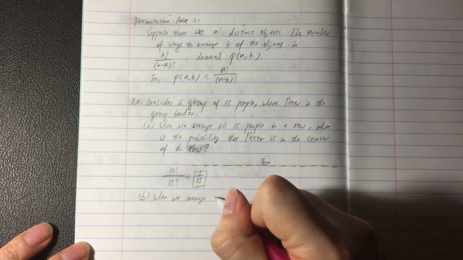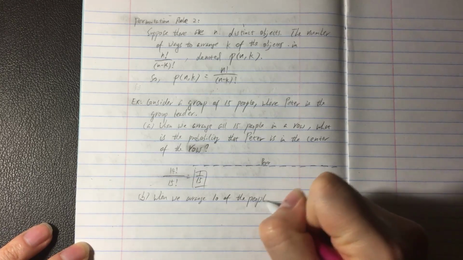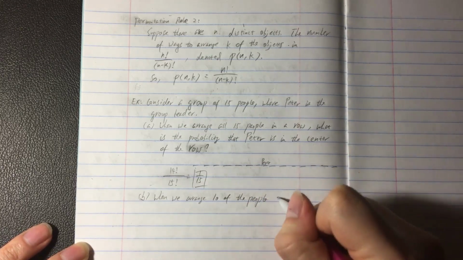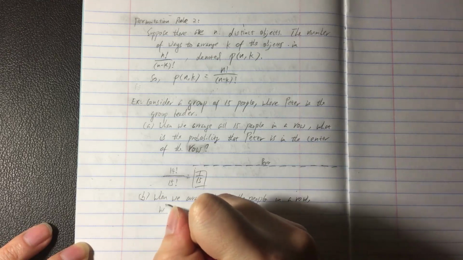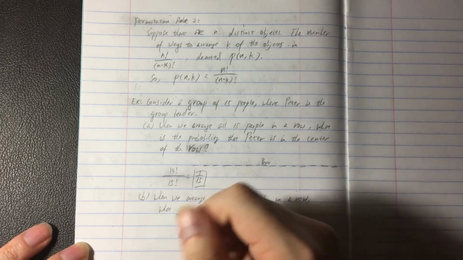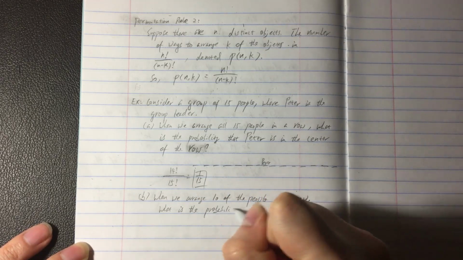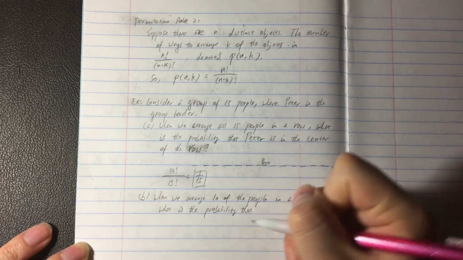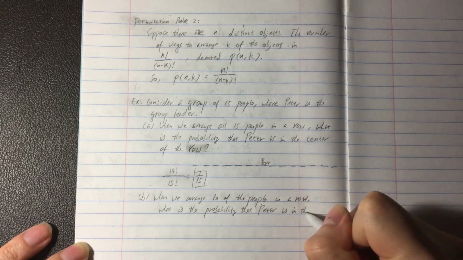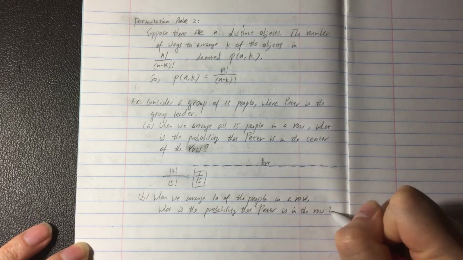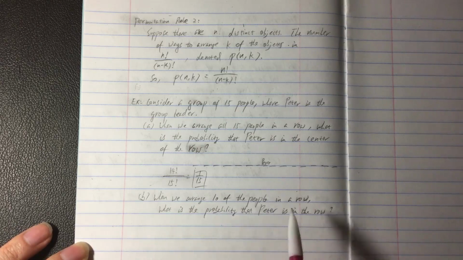When we arrange 10 of the people in a row, what's the probability that Peter is in the row?